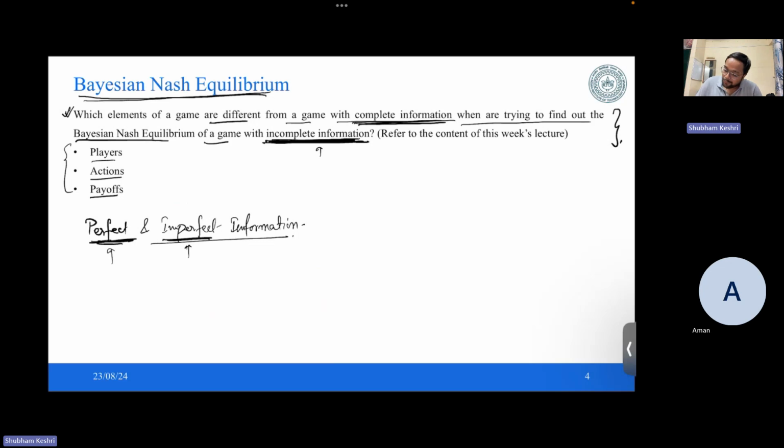So the question is, which element of the game is missing, or different, when compared to complete information, which has been taught in this week's lecture. All right, so this is referring to this week's lecture. Can you tell me what things are different?